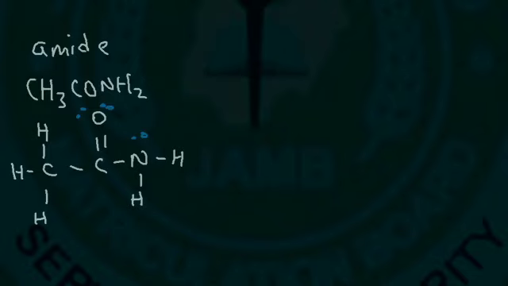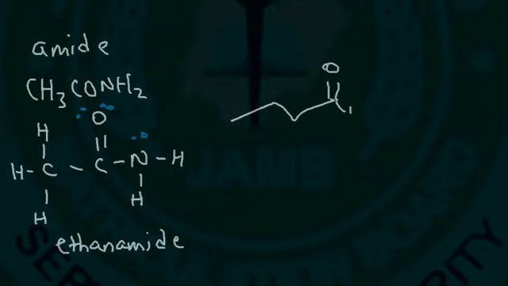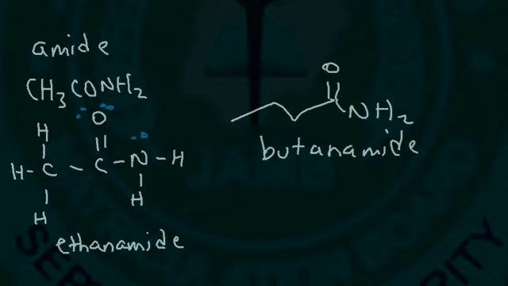Since we have two carbons, we have to think of ethane, but instead of ethane it's ethanamide, or ethane and then amide. So this is known as butanamide because it has four carbons. Now we don't have to say 1-butanamide because the amide is always going to be at the end.